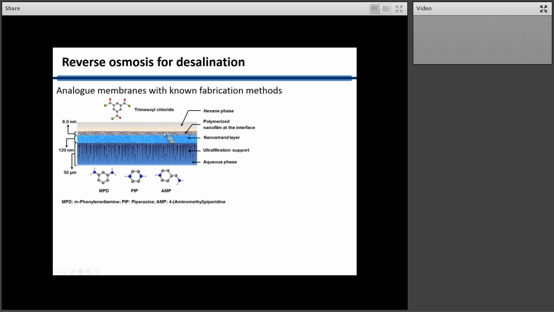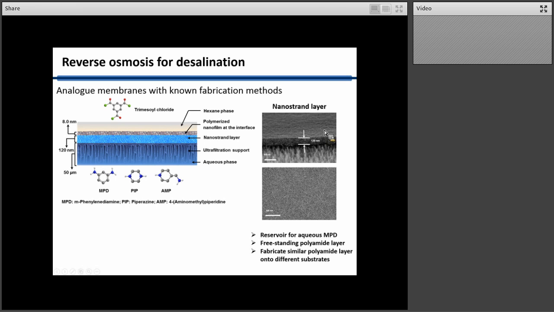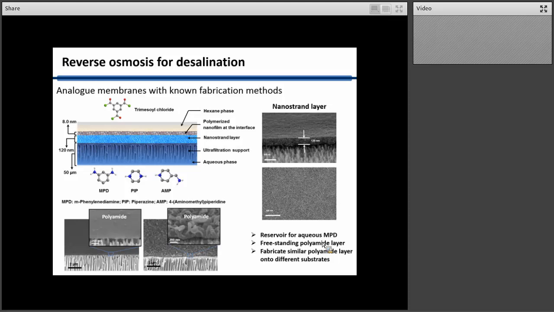So if you look here, you can see that this nanostrand layer is very, very flat. That's 120 nanometers, and this forms a very flat layer on which we can form membranes. So it acts as a reservoir for aqueous MPD. It allows us to fabricate freestanding polyamide layers, and then we can move those onto different substrates.